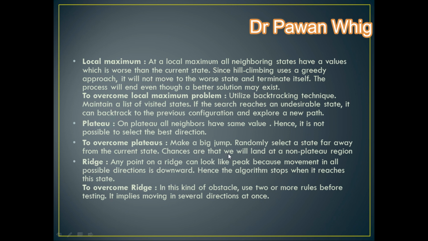Chances are that we will land at a non-plateau region, but this is the only way to overcome the problem of plateau. Then ridge: any point on a ridge can look like a peak because movement in all possible directions is downwards. So the algorithm stops when it reaches this state, and the only way to overcome the ridge problem is to use two or more rules before testing, which implies moving in several directions at once.